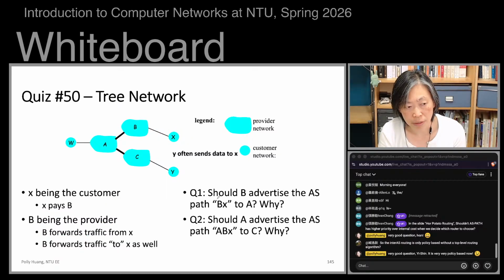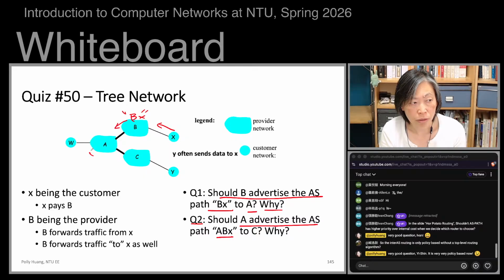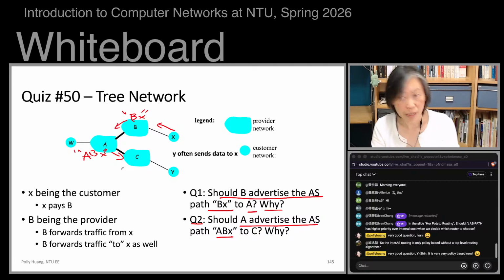Now, the real question is, should B advertise the AS path BX to A? So X announces its existence. X will arrive here. B would append itself. And should B announce this AS path to A? And why? Q2. Should A advertise the AS path ABX to C? So in case B decides to send BX to A, BX will arrive here. Should A append itself and announce the existence to C? All right, so these are the questions. What's more important is to tell Polly why.